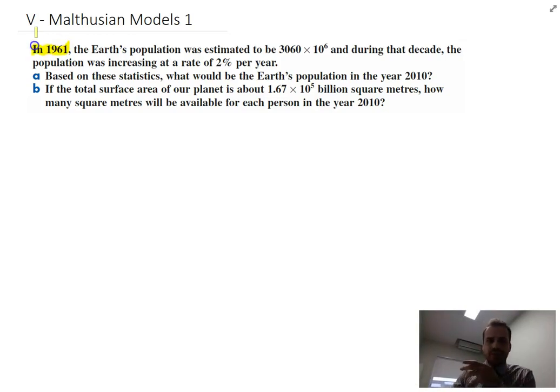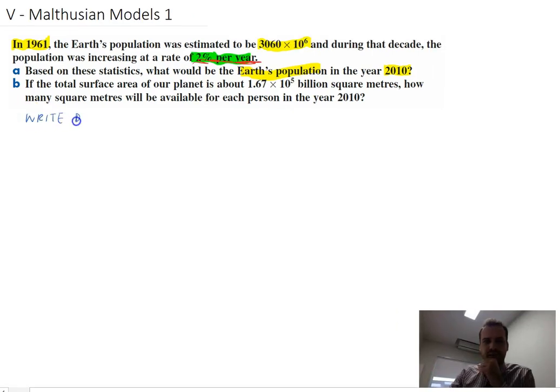All right, so looking at Malthusian models here, you can read through this question yourself, but I'm just highlighting some important information before we get started. All right, so we're going to write this differential equation. So what we're going to say is that the change in population with respect to time is equal to 2% per year, 0.02 of the population, 0.02 times the population.